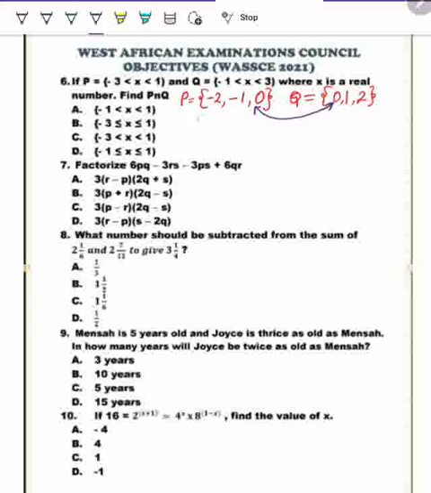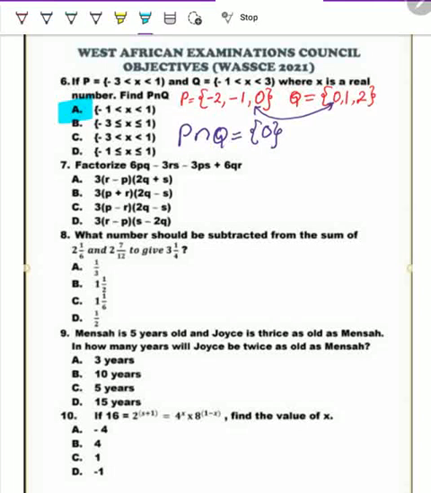Alright, so P intersection Q is equal to 0, and we know that 0 is greater than -1 and then less than 1. So the only option that satisfies this expression will be A, -1 less than x and x less than 1.